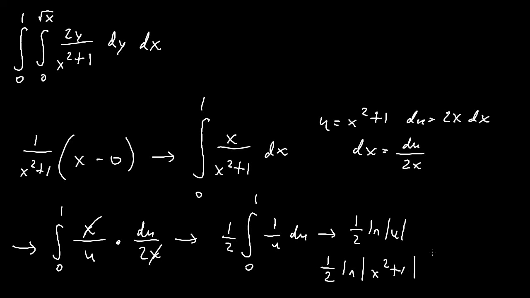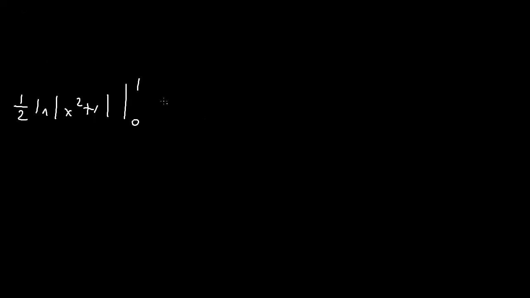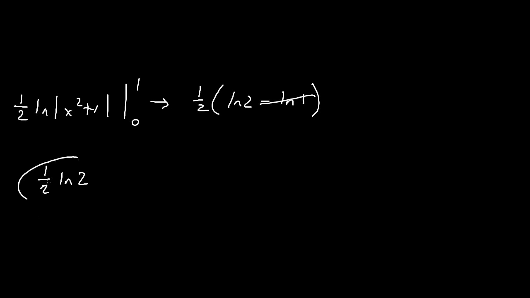Now let's go ahead and evaluate that from the bounds of 0 to 1. So when I plug in 1 for x, we'll get 1/2 times natural log of 1 plus 1, which is 2, minus when I plug in 0, we'll get natural log of 0 plus 1, which is 1. Natural log of 1 is 0, so that'll cancel. And so we'll get 1/2 natural log of 2 as the final answer.